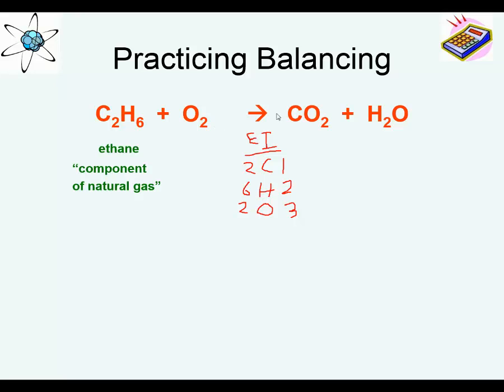So I'm going to balance for carbon first, so I'm going to change my coefficient in front of carbon dioxide to a 2. That gives me 2 carbon atoms. I update the number of oxygen atoms to be 2 times 2 is 4, plus 1 is 5.